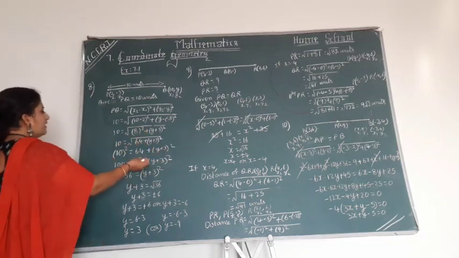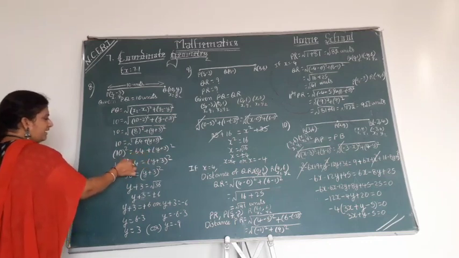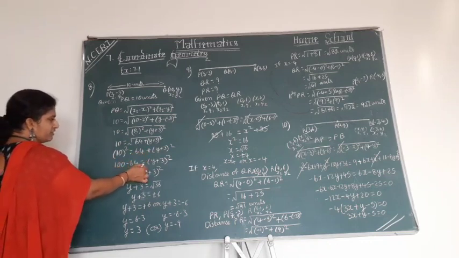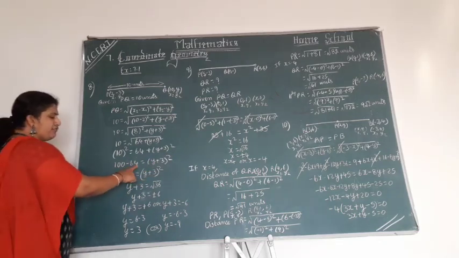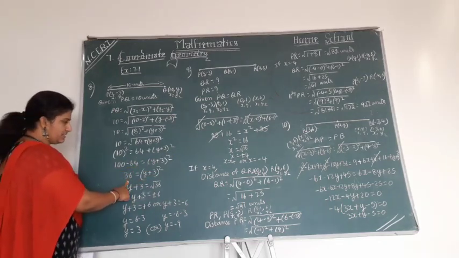Bring this plus 64 to this side. 100 minus 64 is equal to y plus 3 whole square. What is 100 minus 64? That is 36.